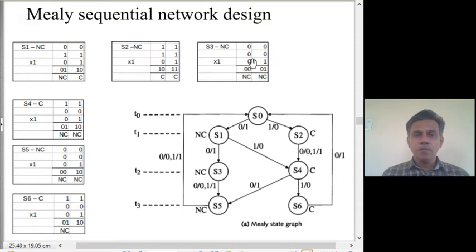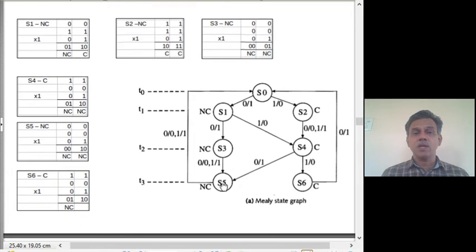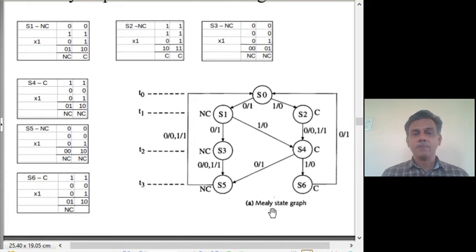For a 0, we produce a 0. For a 1, we produce a 1. So 0/0, 1/1, we go to S5, and it is no carry. Again, although S1, S3, S5 are all no carry, we have used a different state to denote S5 because this indicates that 1, 2, 3 bits have been processed. There is only one more bit to be handled. So that way S5 is different from S1 and S3.